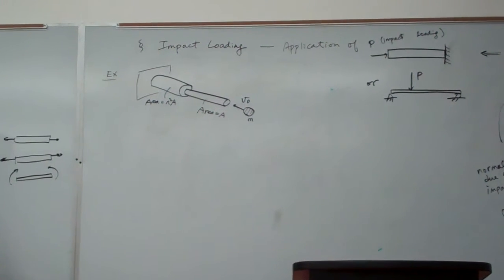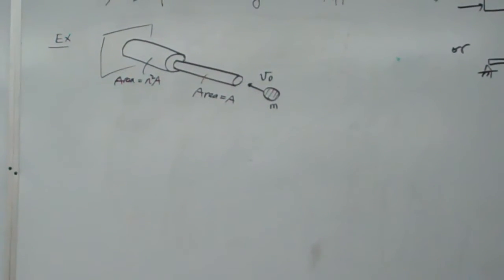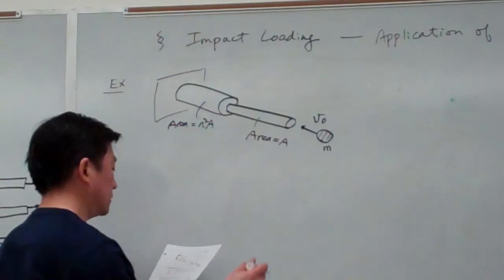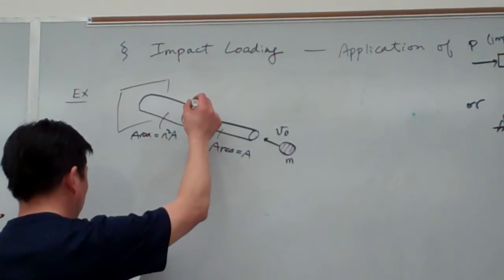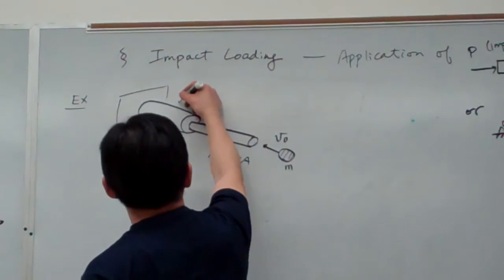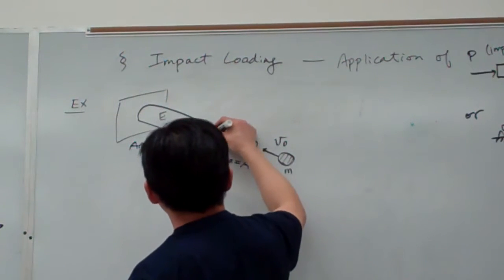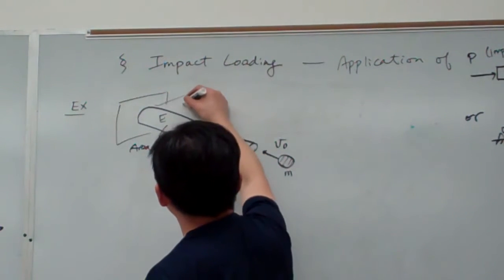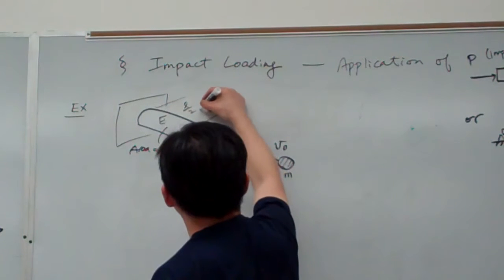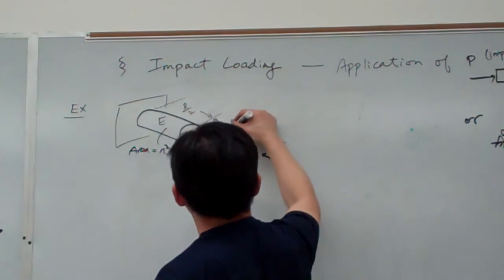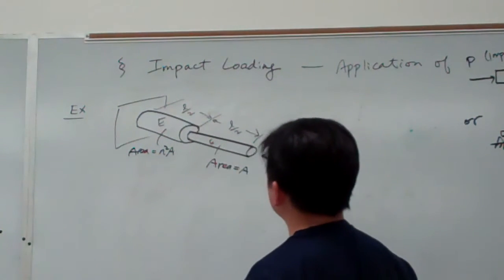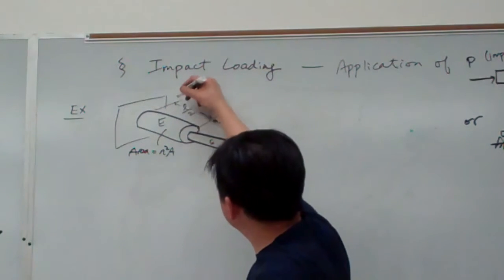So is this talking about like different materials? The same materials here. So the same material, and say this is Young's modulus E, and the length is L over 2. Okay, we have one example here.